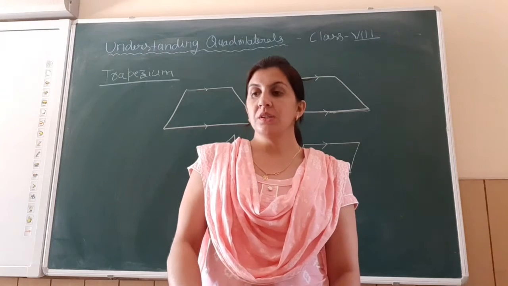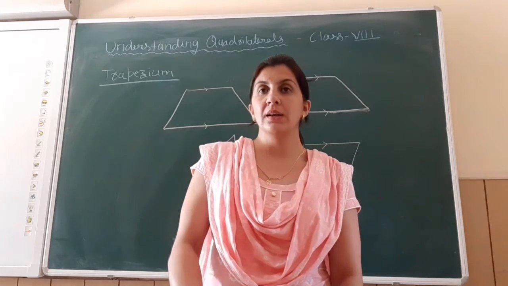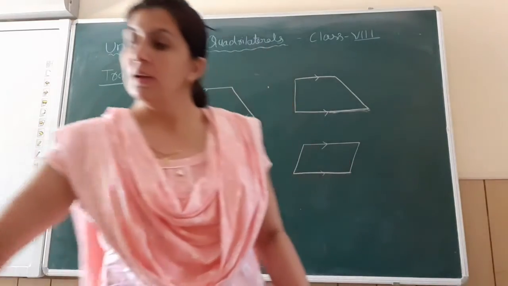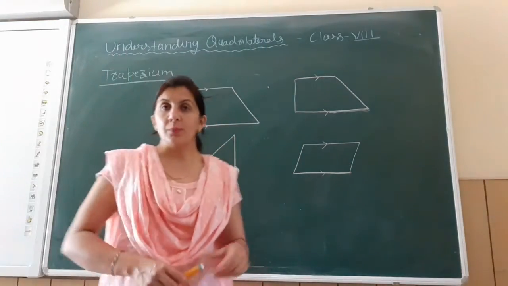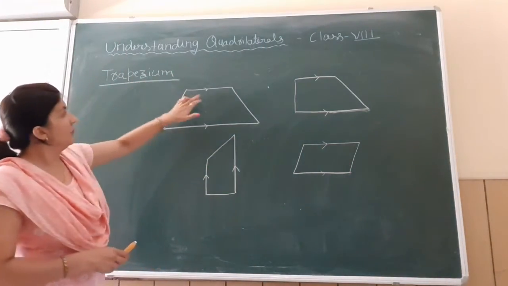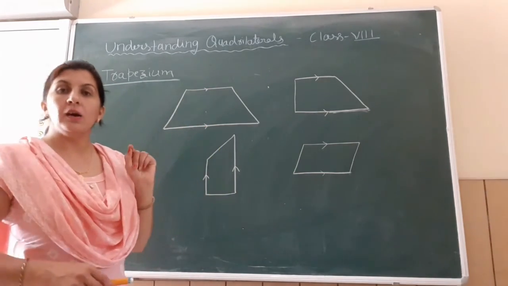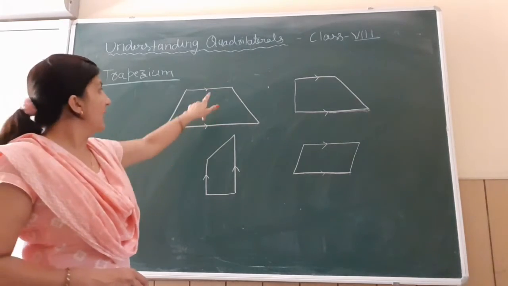We were doing the chapter understanding quadrilateral. Today we will understand the types of quadrilateral. So first type is trapezium. A trapezium is one whose one pair of opposite sides are parallel.